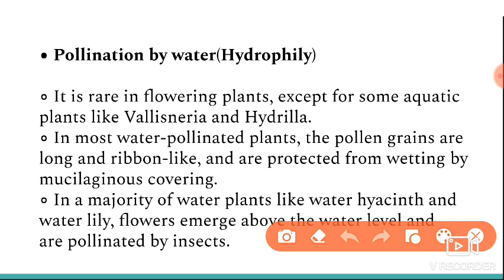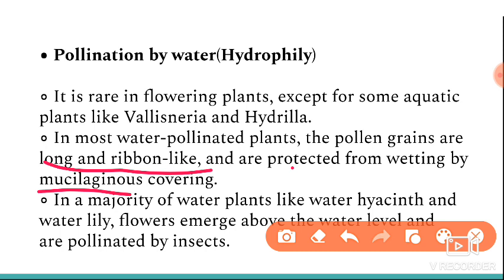And here you can see the characteristics of water pollinating flowers. Usually the pollen grains are ribbon-like structures. The pollen grains look like a ribbon, and they are well protected by a mucilaginous covering. These two are the important characters.